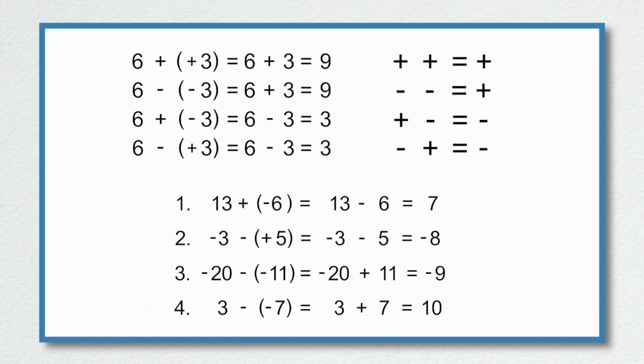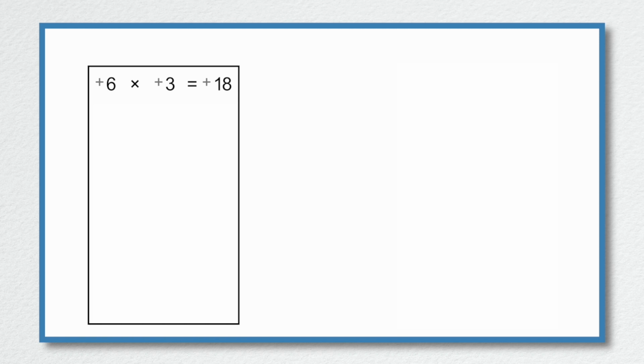Now let's look at multiplication. Again, I'm going to do 2 tables. And we'll begin with 6 multiplied by 3, which we know is equal to 18. But I'm going to put in the positive signs for both these numbers. So it's positive 6 multiplied by positive 3.